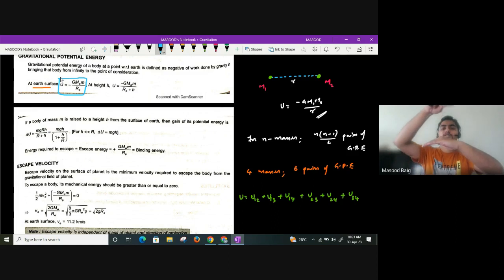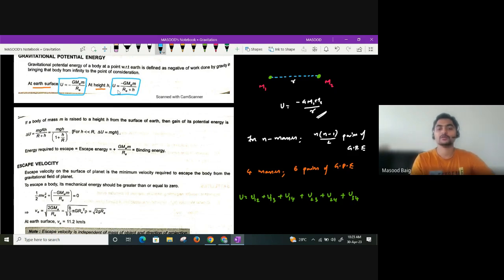If I take it to a certain height, guys, is the point external to the earth? Yes, so I can concentrate the whole mass of the earth at its center. Separation between the masses will be r plus h. So at a certain height, the potential energy will be -GMm/(r+h).